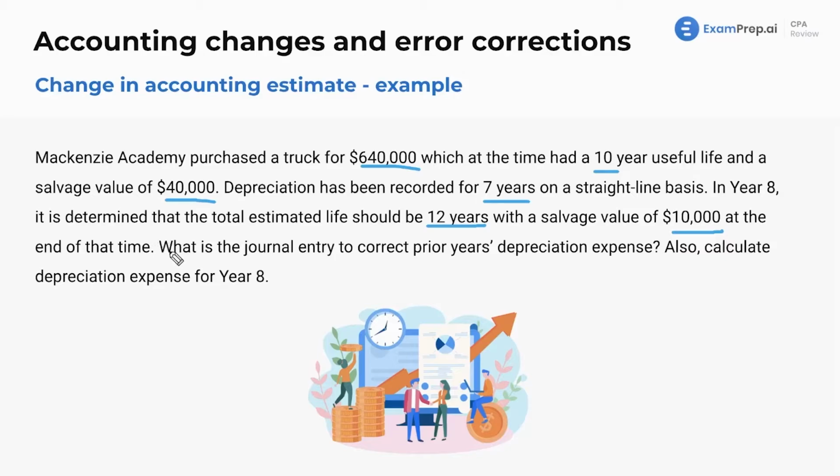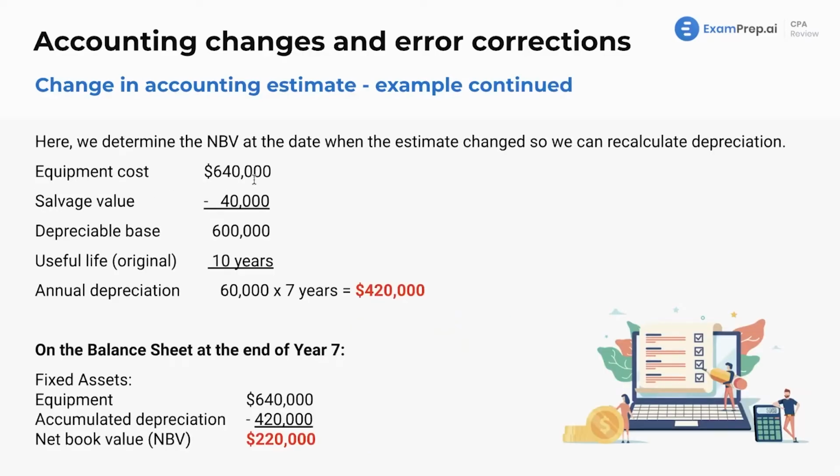At the end of that time, what is the journal entry to correct the prior year's depreciation expense? Also calculate depreciation expense for year 8. Now, we just do this, remember, in the current period and going forward, prospectively. We just do it going forward. We don't have to worry about the past. So now let's do the calculation. We originally had 640, subtract out salvage value. That gives us a depreciable base of 600. This is the original amount we were going to depreciate.